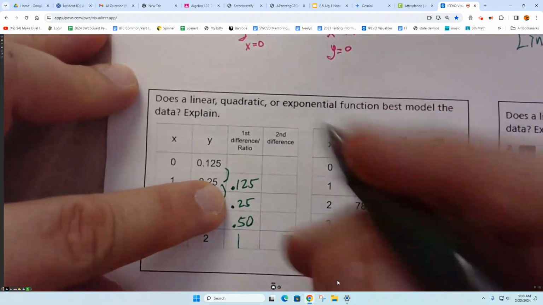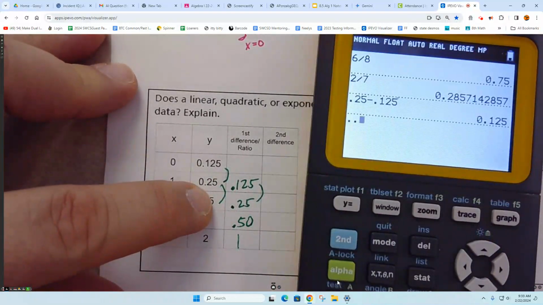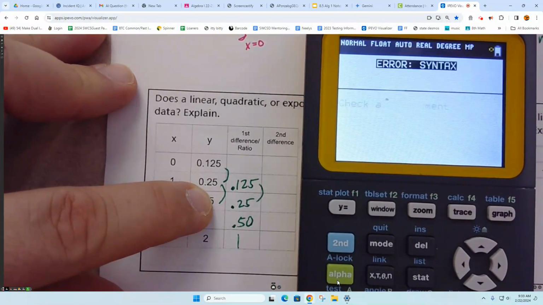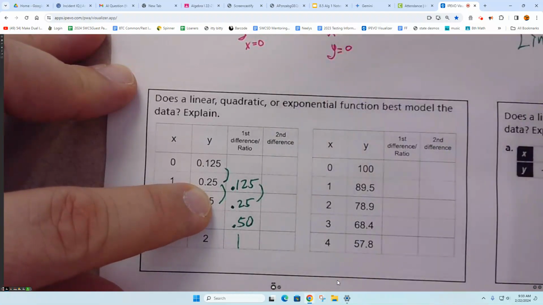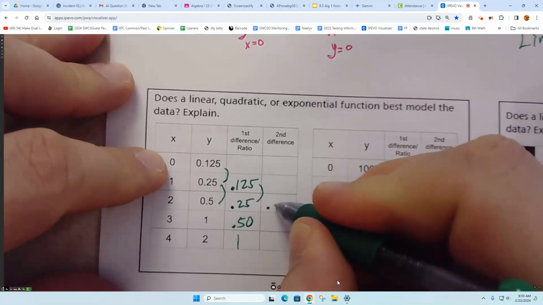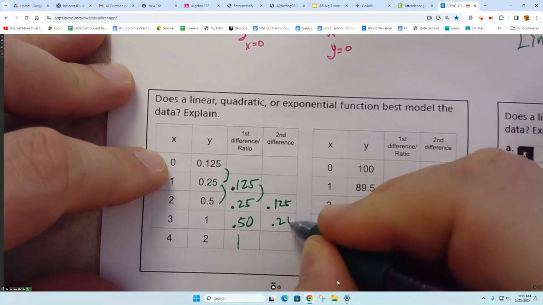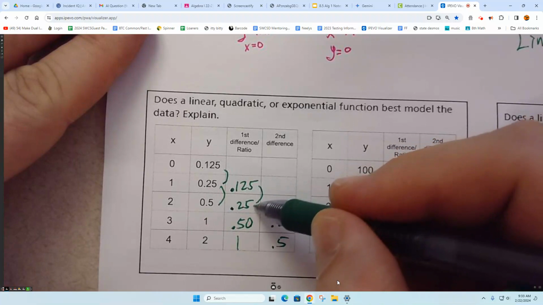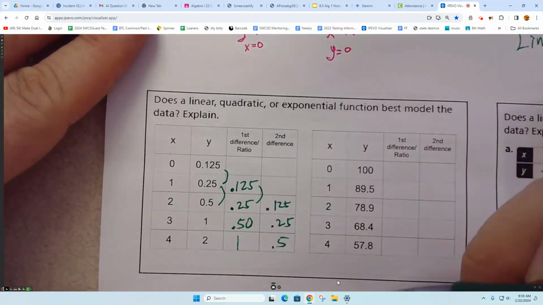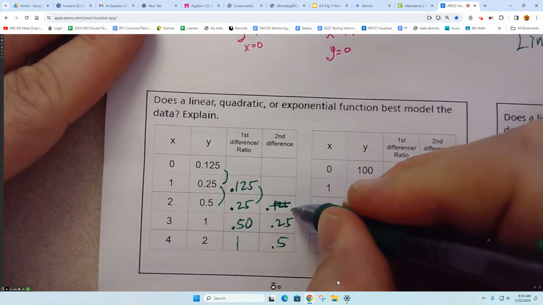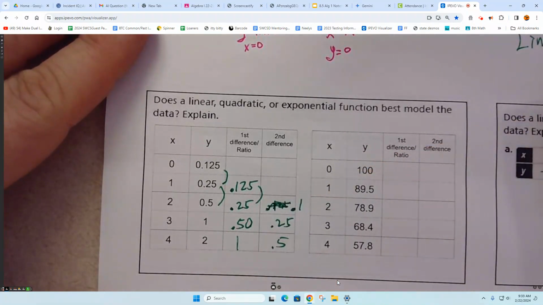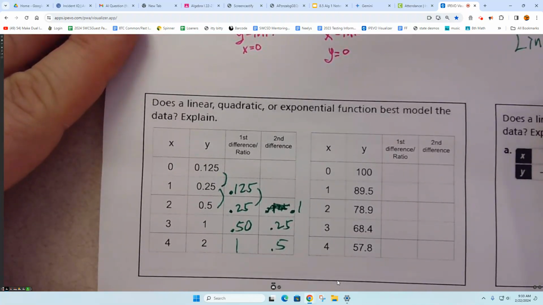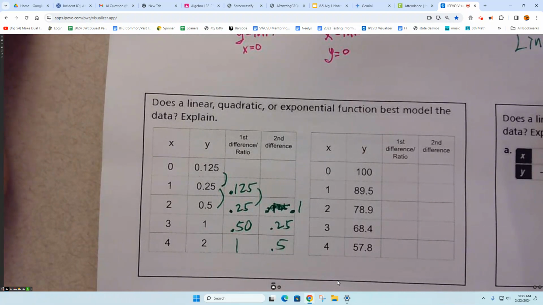So then this difference right here, 0.125 minus 0.25. Oh, already did that, right? So it's the same thing. 0.125, 0.25. I subtracted these two. So this is not doing anything.